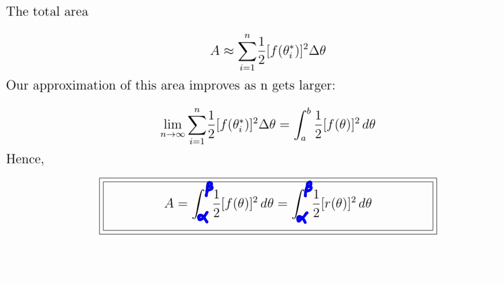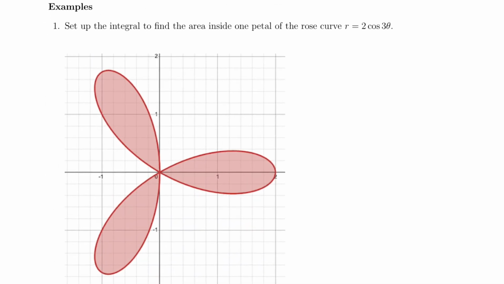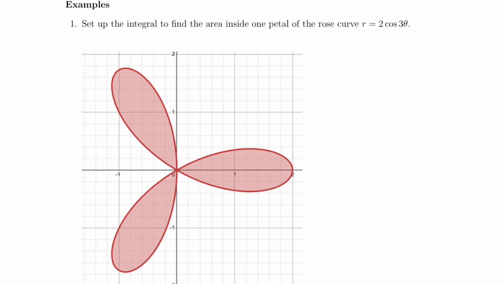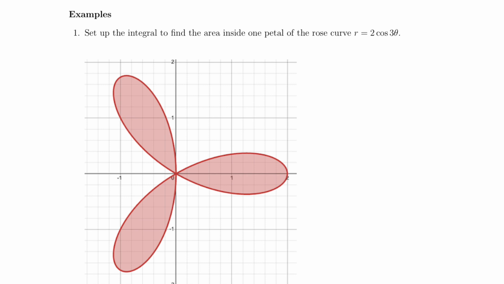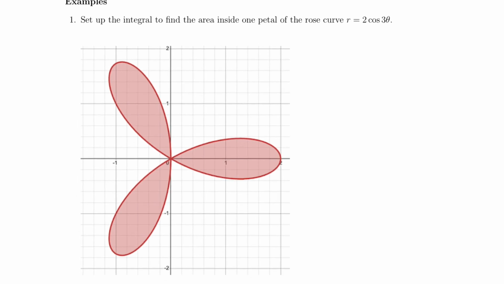Are you ready? The very first problem I have for us is this one right here. Now that we've talked about slopes of tangent lines and equations of tangent lines, I want to find the area inside one petal of the rose curve. The area inside one petal of that rose curve: r equals 2 cosine 3 theta.